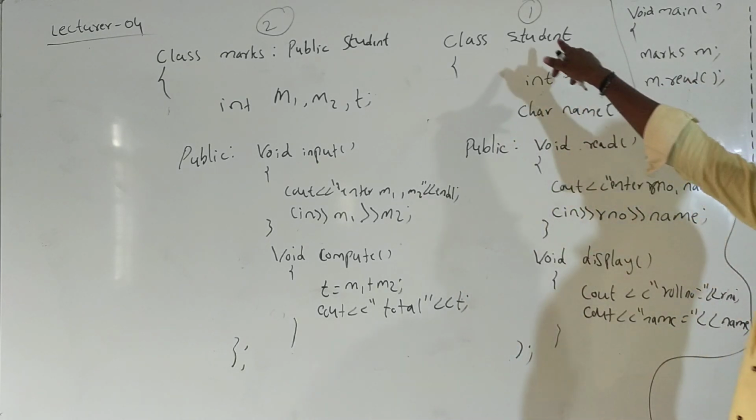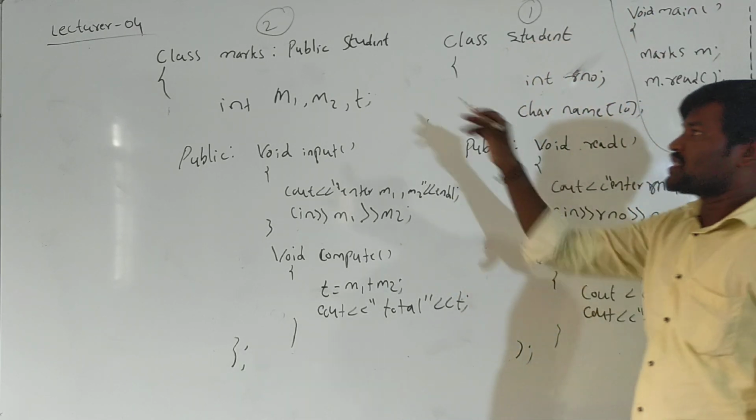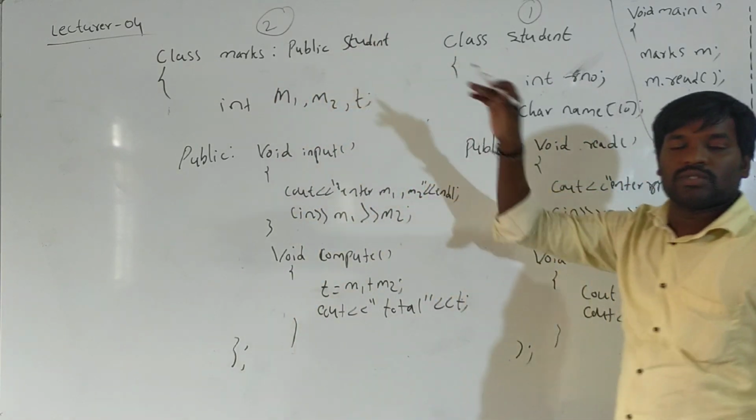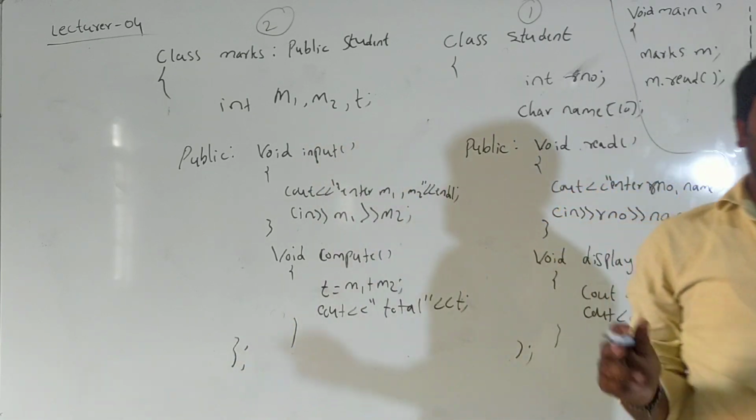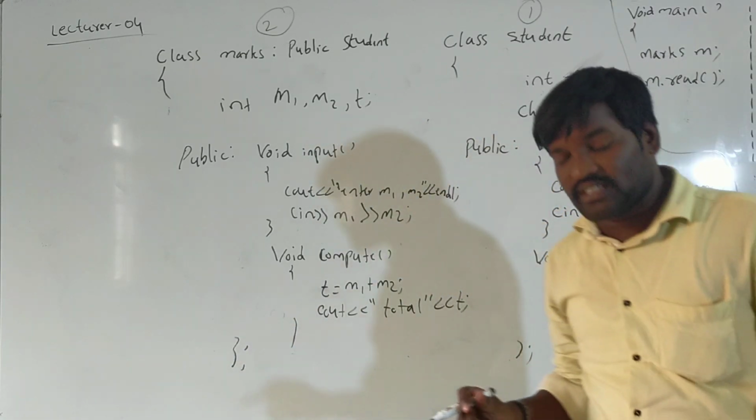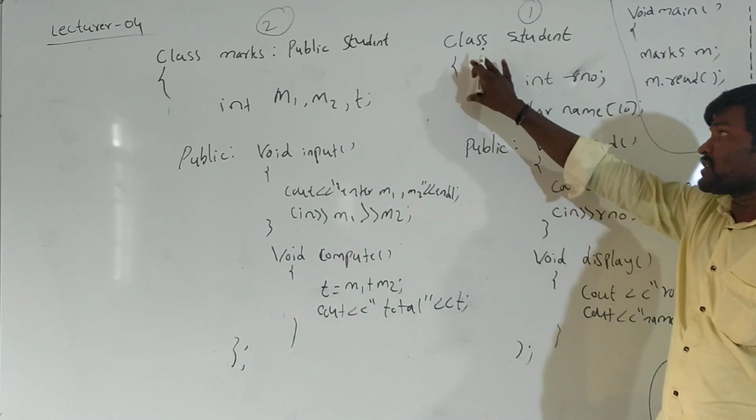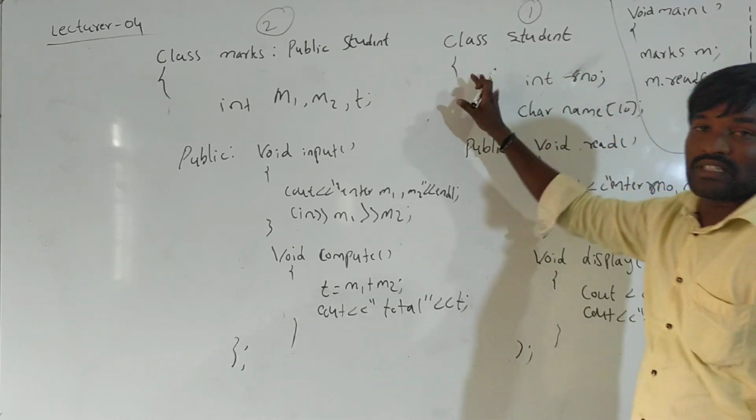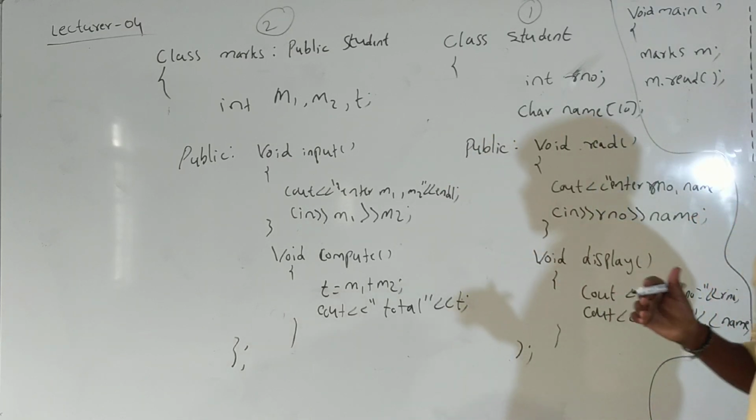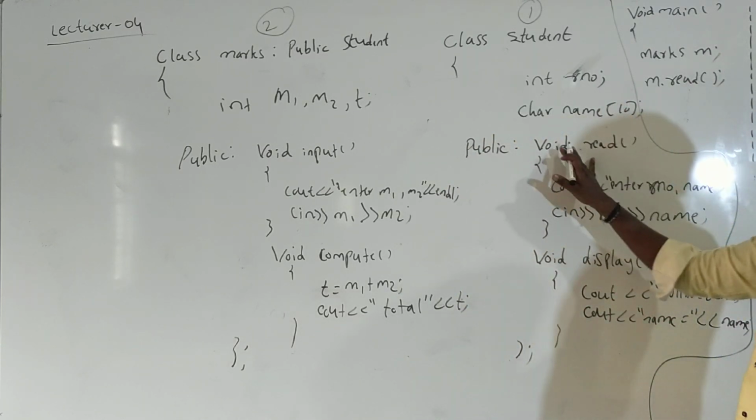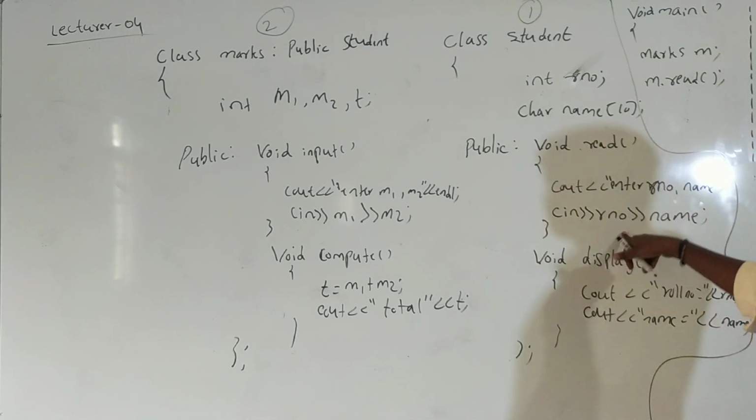Actually read is a function of student, but you are creating the object of marks. How is it possible? Because of this line, because you are implementing the inheritance. Inheritance means you can always create the object of the derived class. The definition of inheritance is acquiring the properties from one class to the other class. Here the properties and functions are defined in the student class, but with the help of the derived class object you are accessing the base class properties. Here m dot read means it will call the read function. Enter roll number and name. I can enter the roll number and name.